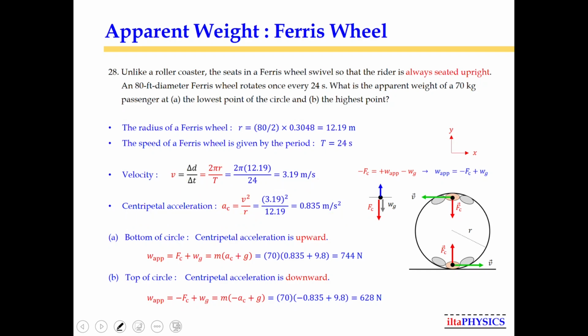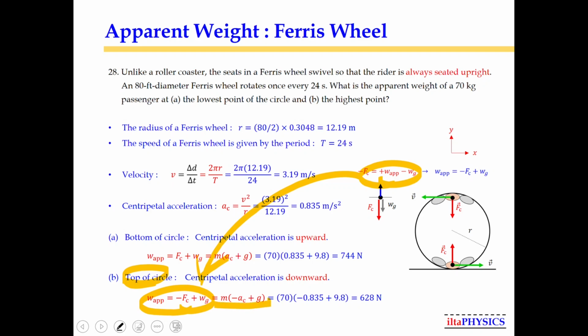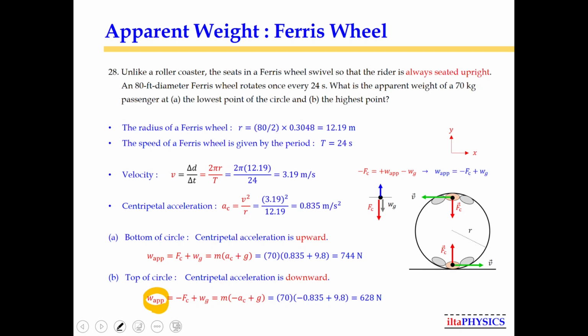First, at the bottom. Just like the roller coaster, apparent weight is the sum of centripetal force and weight. Multiplying the mass by the sum of centripetal and gravitational acceleration gives 744 newtons. Next, at the top of the Ferris wheel, as we saw earlier, apparent weight is the weight minus the centripetal force. Plugging in the values gives 628 newtons. The important thing to notice here is that for a Ferris wheel, the apparent weight at the top has a positive value. This means that because the seat always faces up, the normal force also points up.